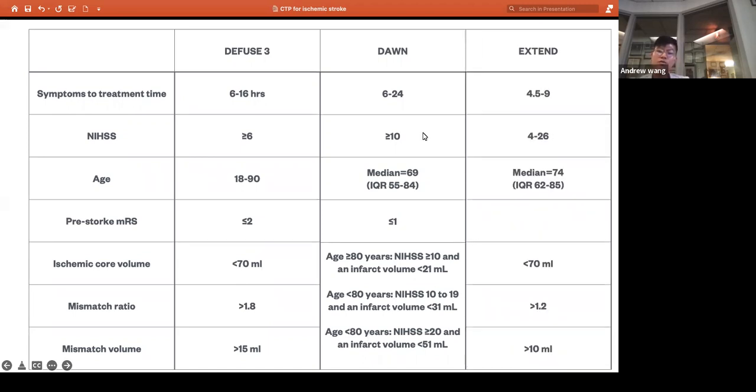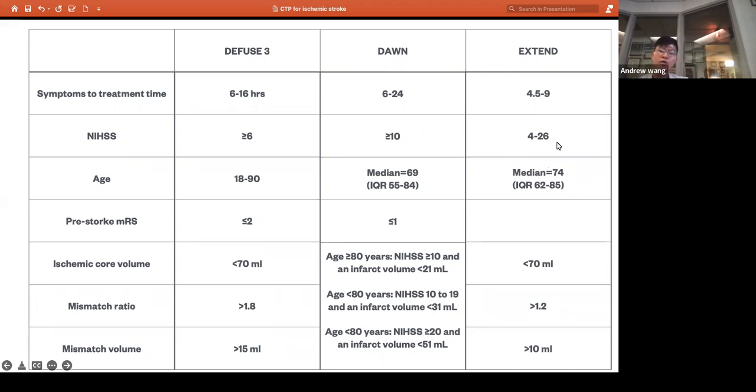And the third trial is the EXTEND trial. So this trial is for intravenous TPA. And they extend the time from symptom onset from 4.5 hours to 9 hours. And notice that in this trial, the definition of symptom onset for patients who woke up with a stroke is defined as the midpoint during the sleep. So this definition buys us more time for patients.